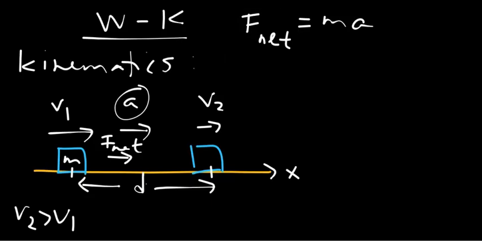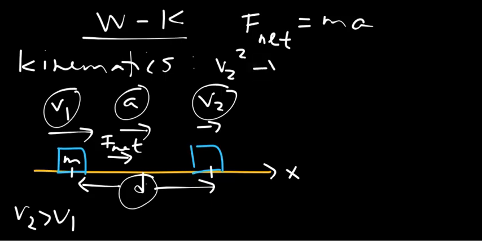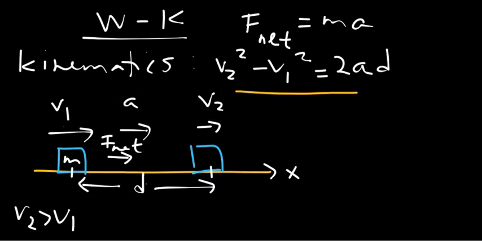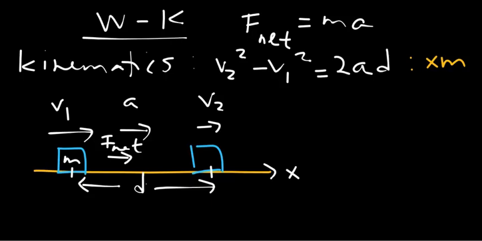One of the kinematics equations that relates v2, v1, the acceleration, and displacement is as follows. v2 squared minus v1 squared equals 2 times the acceleration times the displacement. Remember this equation? It can be found in our previous video on kinematics. Now let's multiply this equation with the mass of the object.